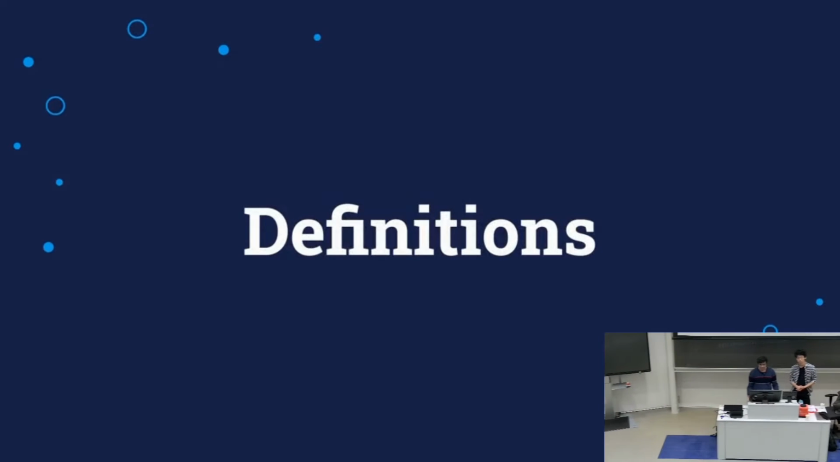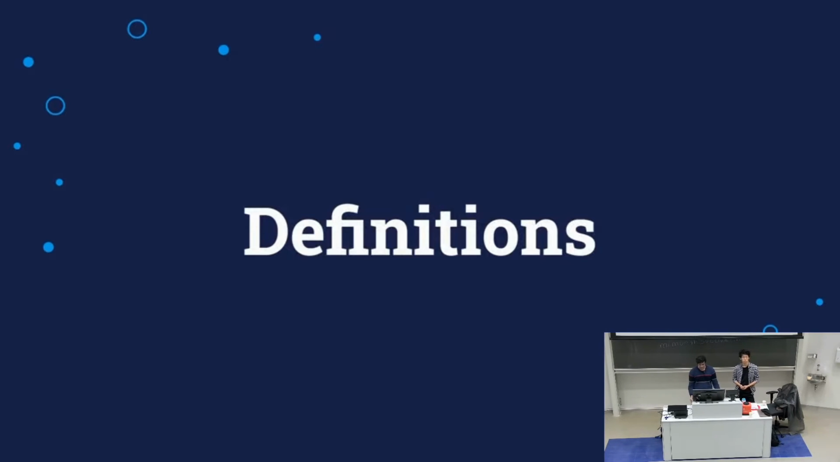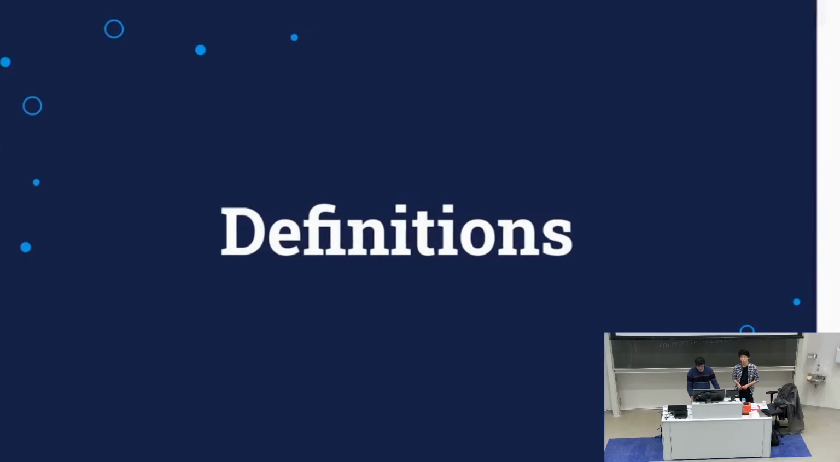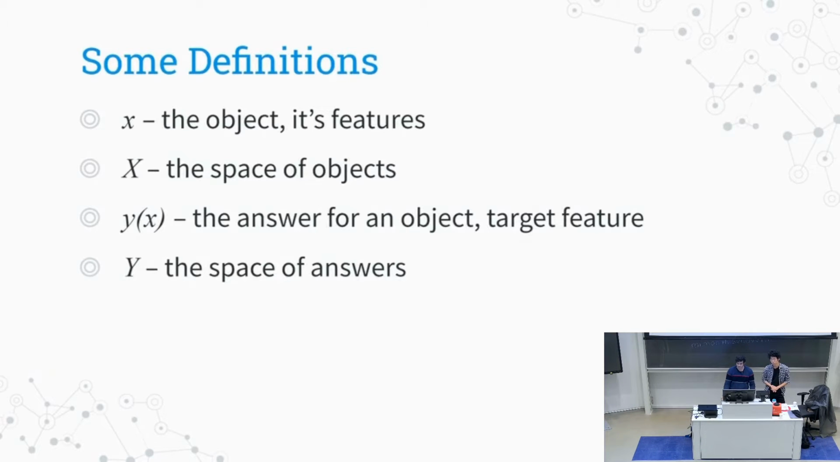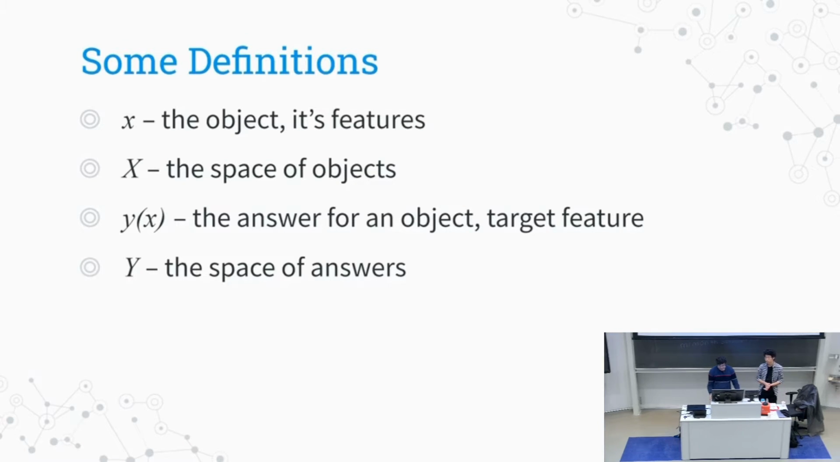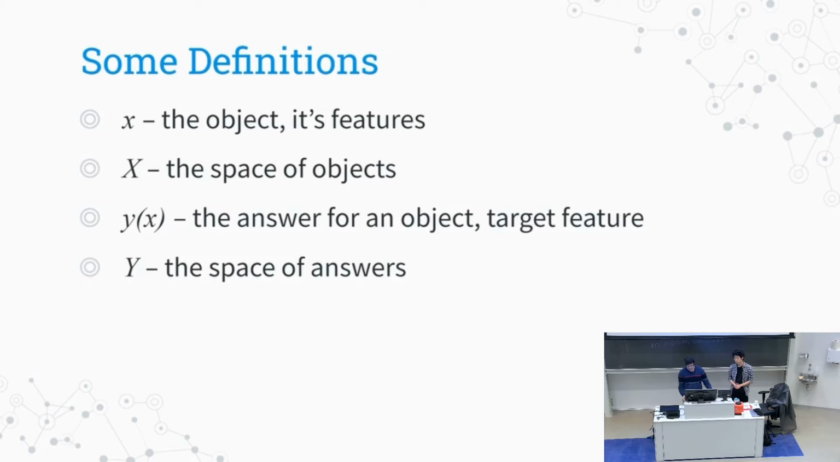So now that we have an idea of machine learning, let's discuss some formal definitions. In machine learning, we have small x, which refers to an object and its features. There is the big X, or the capital X, which refers to all the objects in space. Next, we have y of x, which is the target or the answer of an object. And finally, we have capital Y, which refers to all the targets in the space.